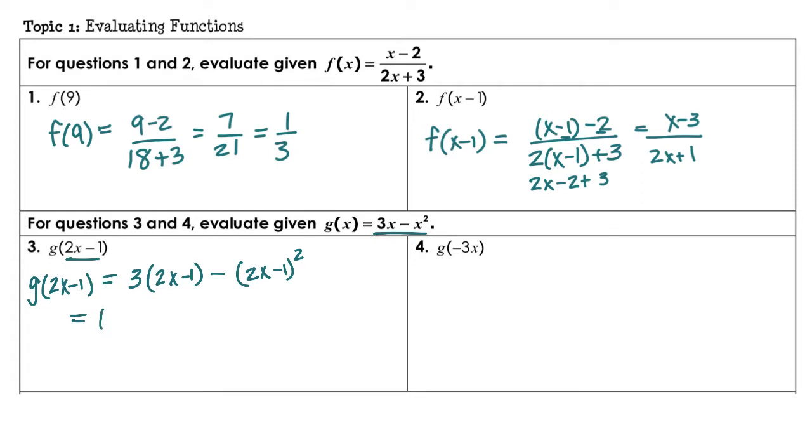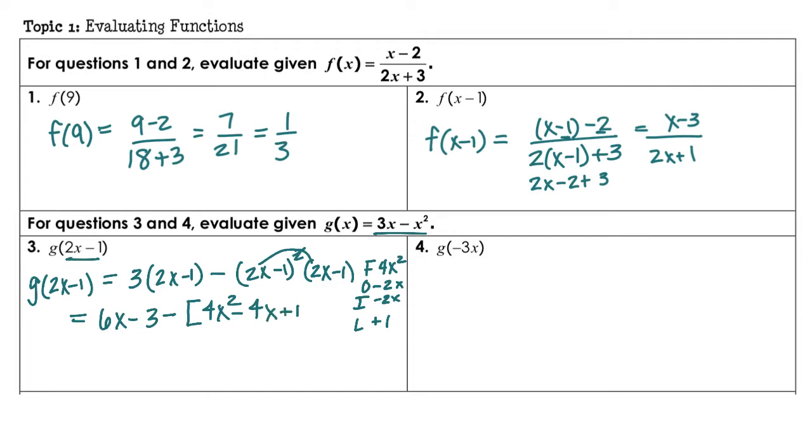We're going to have 6x minus 3 minus, and now we need to FOIL this out. So we've got another 2x minus 1, and we've got our first, outer, inner, and last. Our first term would be 4x squared. Our outer term would be negative 2x, the inner term negative 2x, and the last term plus 1. So when we put together our like terms, we have 4x squared minus 4x and then plus 1.